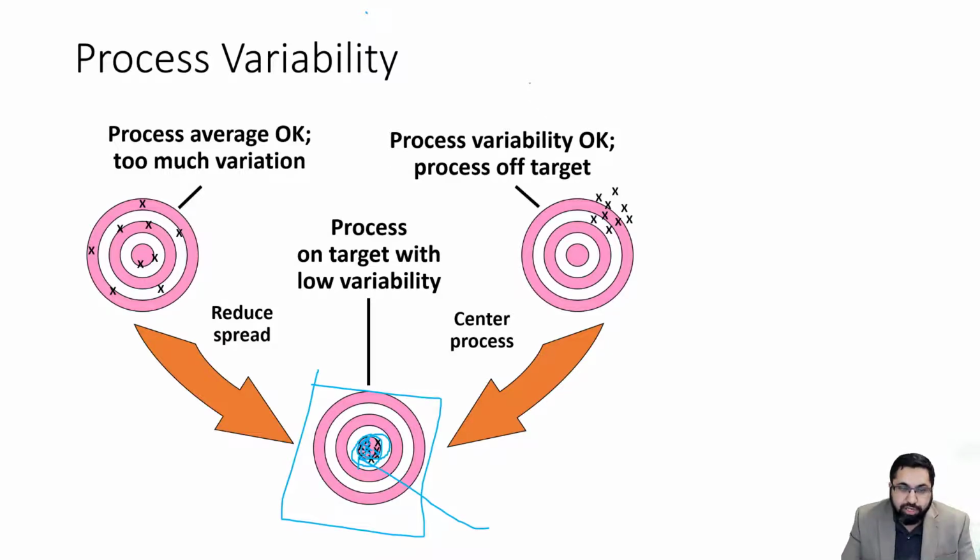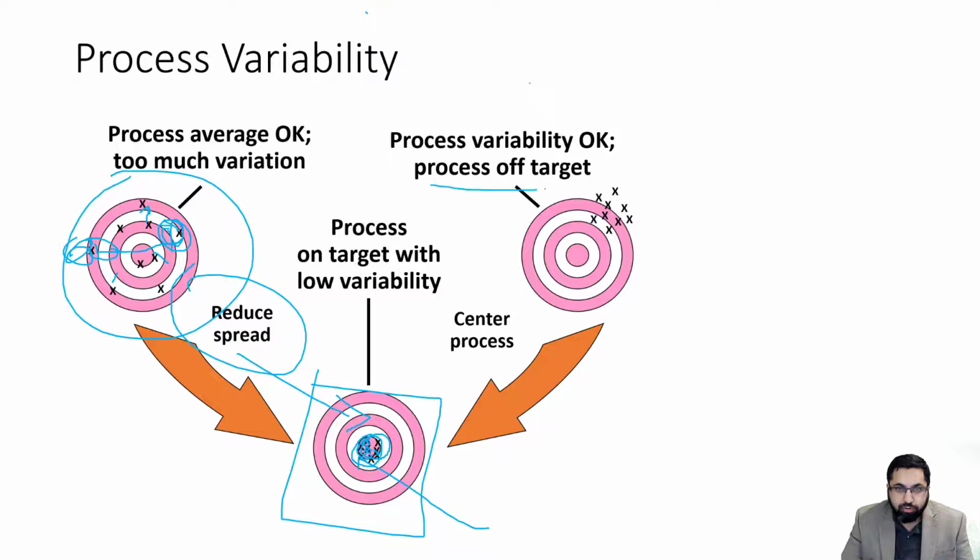If you have too much variation in the process, your output would look something like this, where your x's, or the points you actually hit, are too far apart, because there's a lot of variation from one output to the next output. Some pizzas are small, others are big. So that could be one problem, where you have to reduce the variation in the process to get to a picture like this.